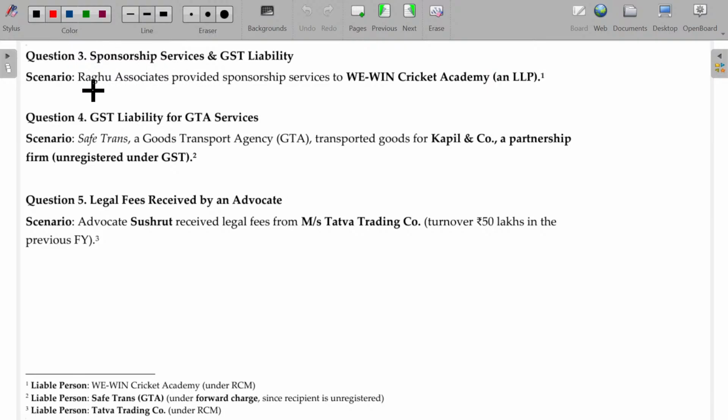Sponsorship services. Raghu Associates provided sponsorship services to We Win Cricket Academy LLP. So, the recipient being We Win Cricket Academy, then automatically what happens? RCM basis will be applicable.